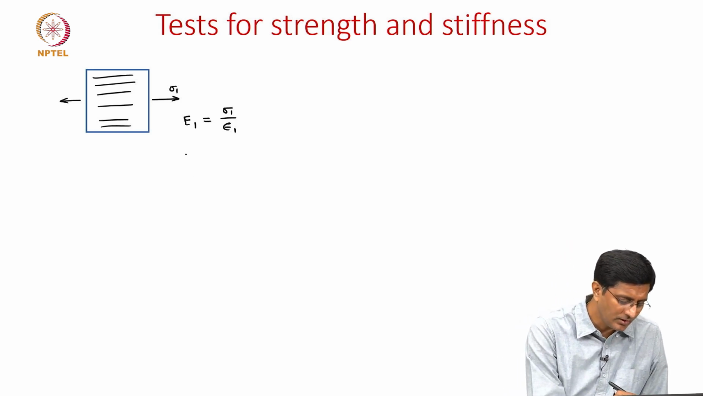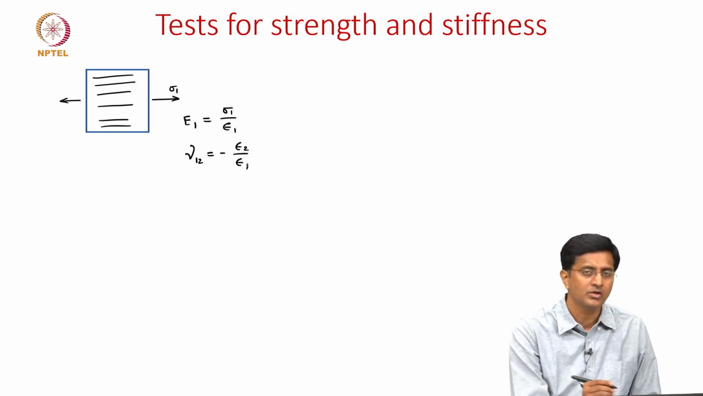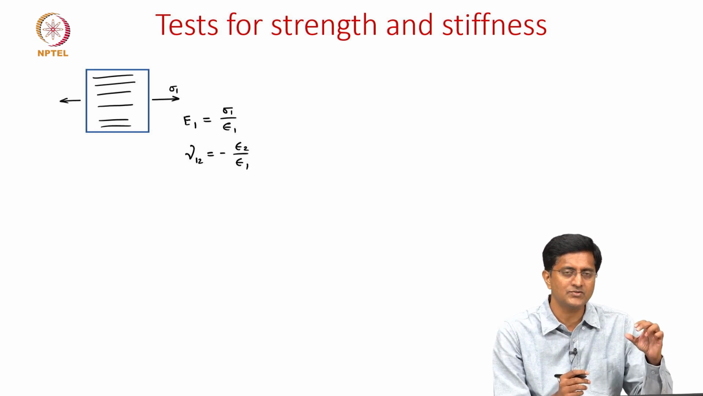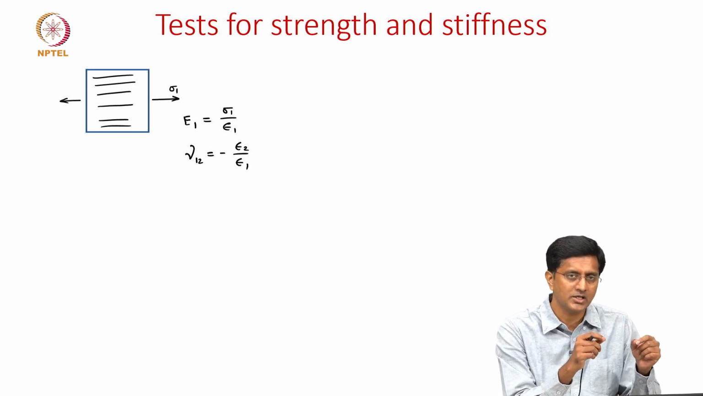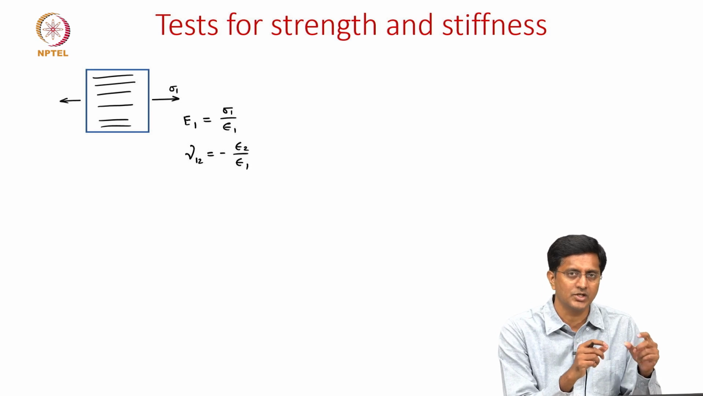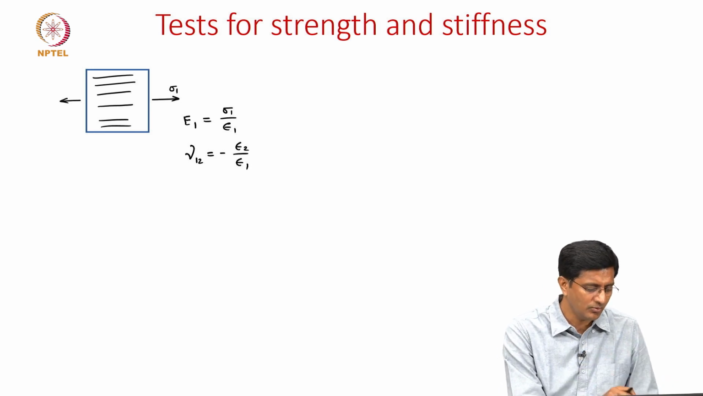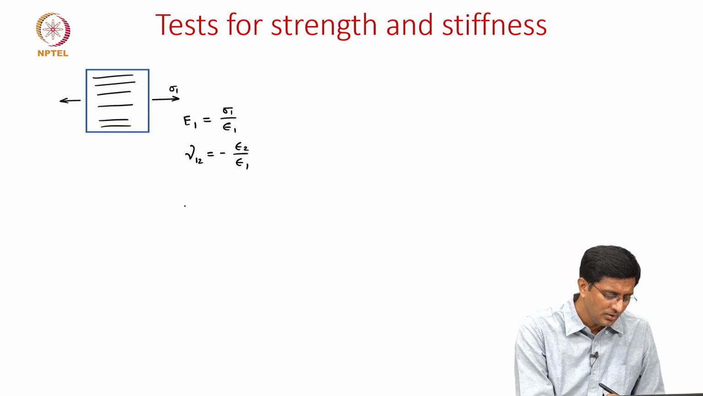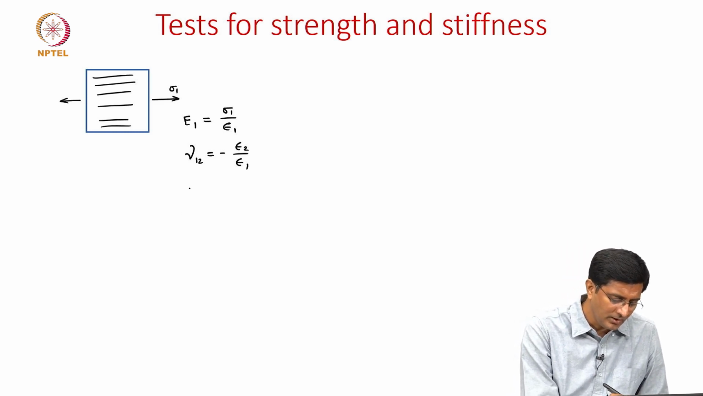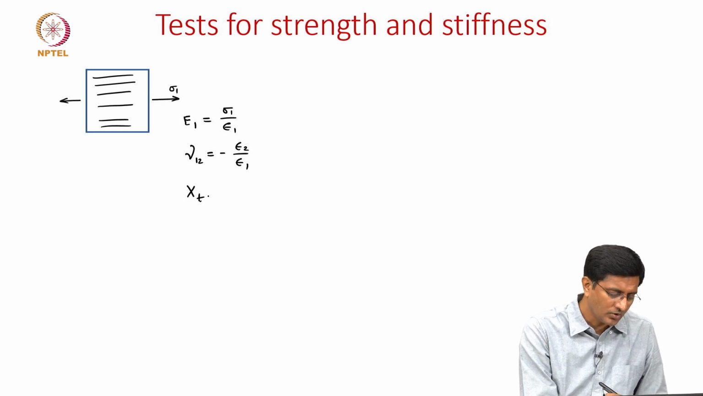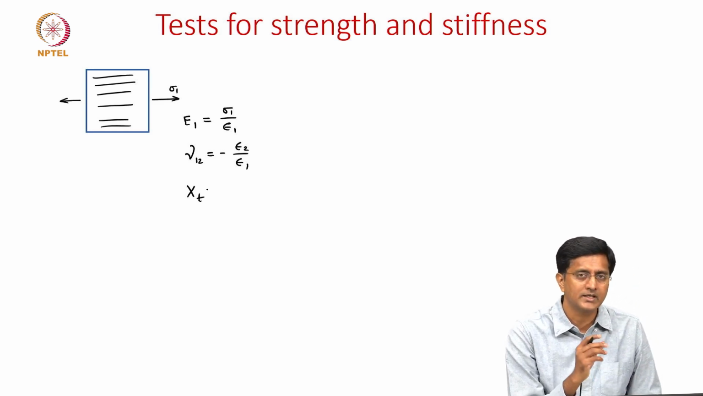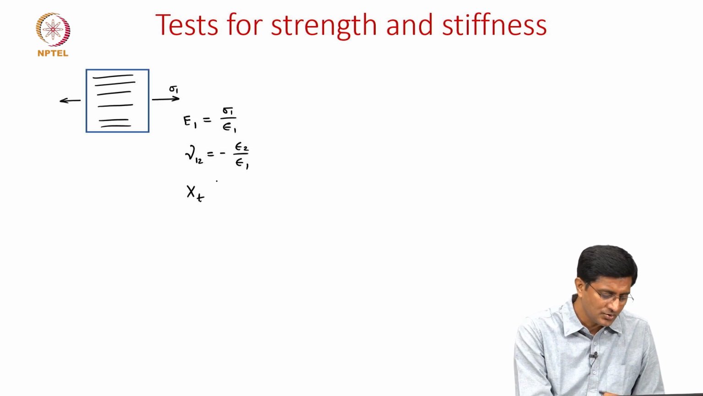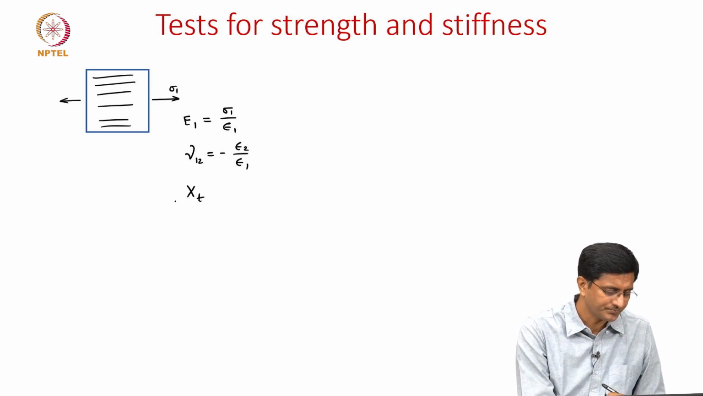And we can also find the Poisson ratio nu12, which we can write as epsilon 2 by epsilon 1, meaning we need to find the strain in the transverse direction as well as the strain in the axial direction. If we measure both of these strains, one should be able to write this Poisson ratio nu12. But in addition to this, we can also find, in this case, XT, because if you are looking for the stress until failure, that should give you this XT value.